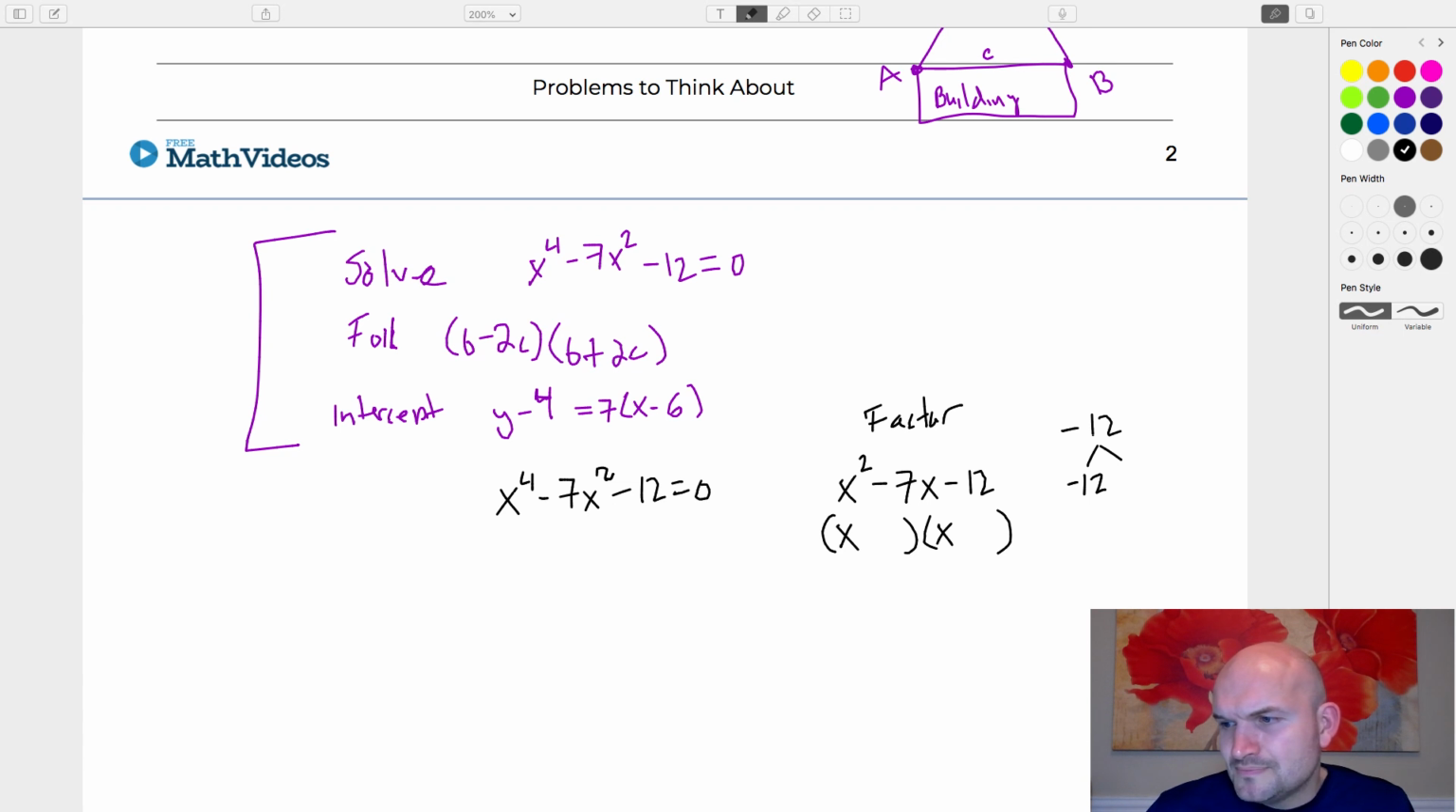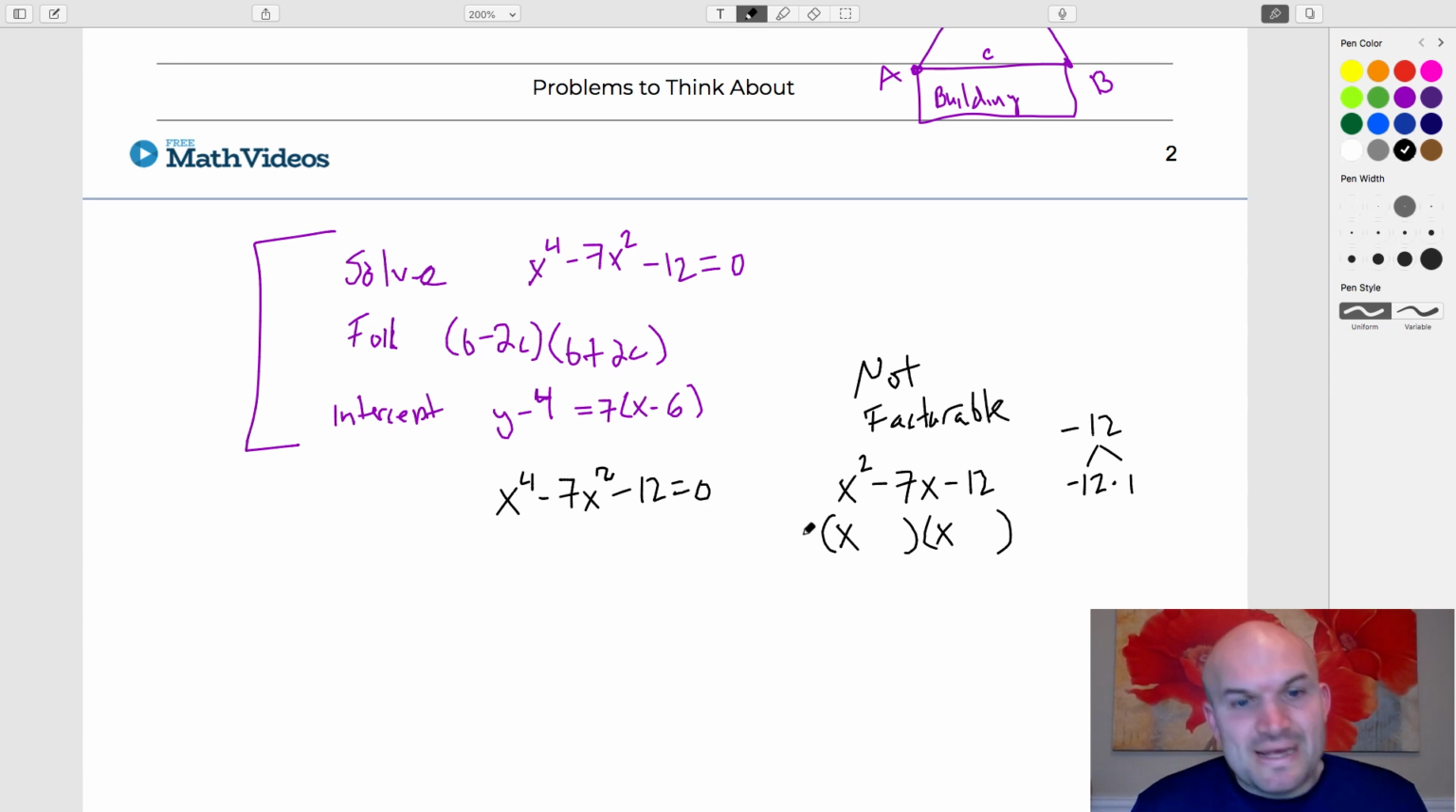All right. So anyways, we've got two numbers that multiply to give you negative 12. Obviously one of them has to be positive and one of them has to be negative. And there are no two numbers that multiply to give you negative 12 that add to give you negative 7. Therefore, this is not factorable. So you can't factor it, and we're kind of stuck here.